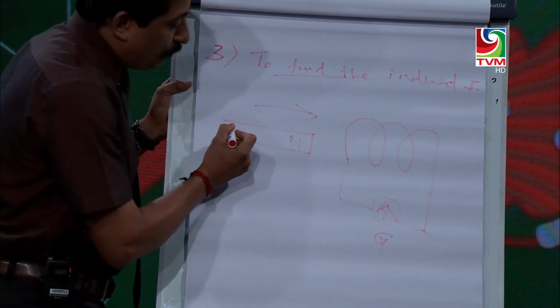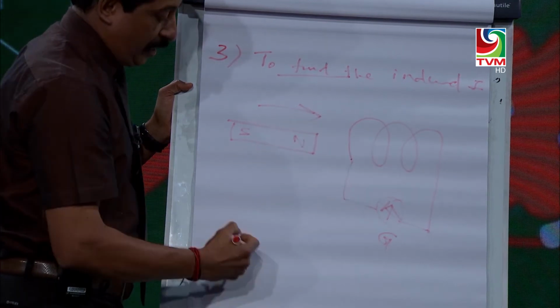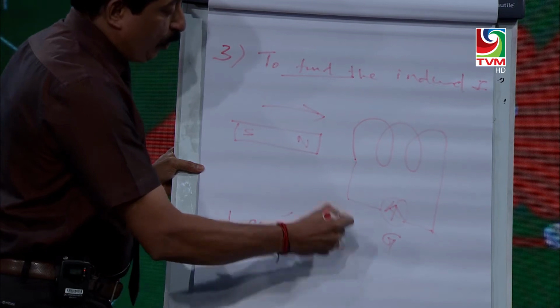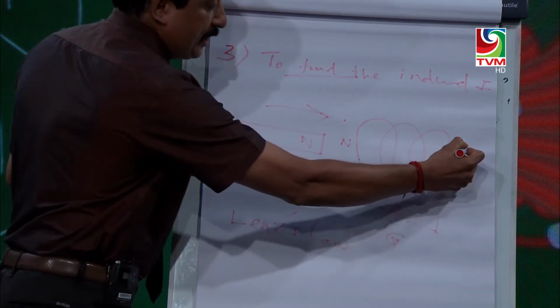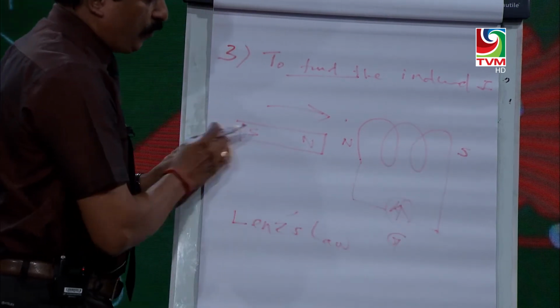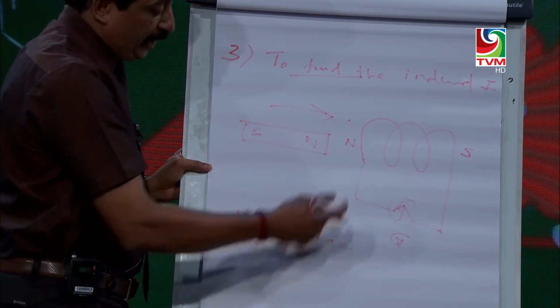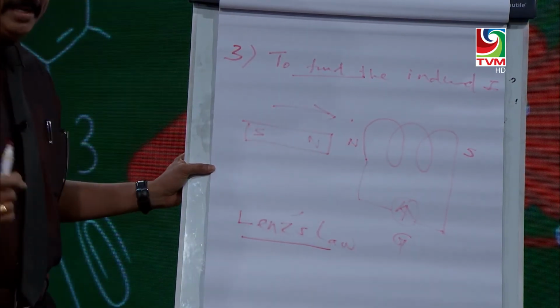Now, when you push the magnet into the coil, according to Lenz's law, the pole formed here is similar to the approaching pole, north, and this is south. So we can find the poles by using Lenz's law. Then we can find the induced current by applying the right-hand grip rule.